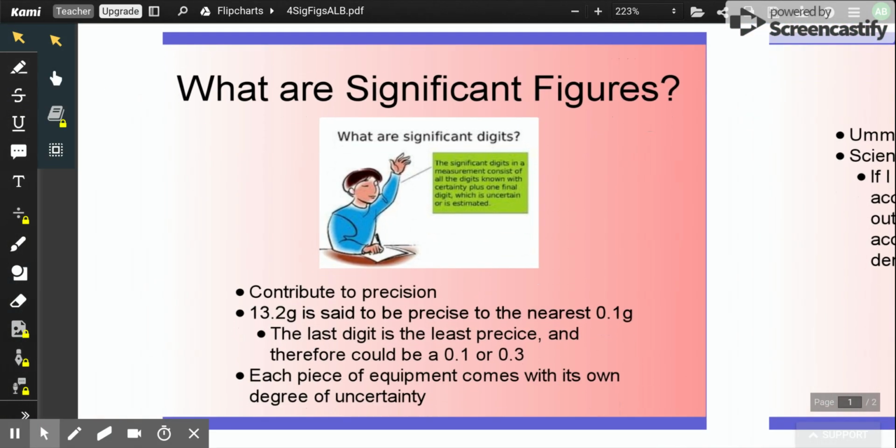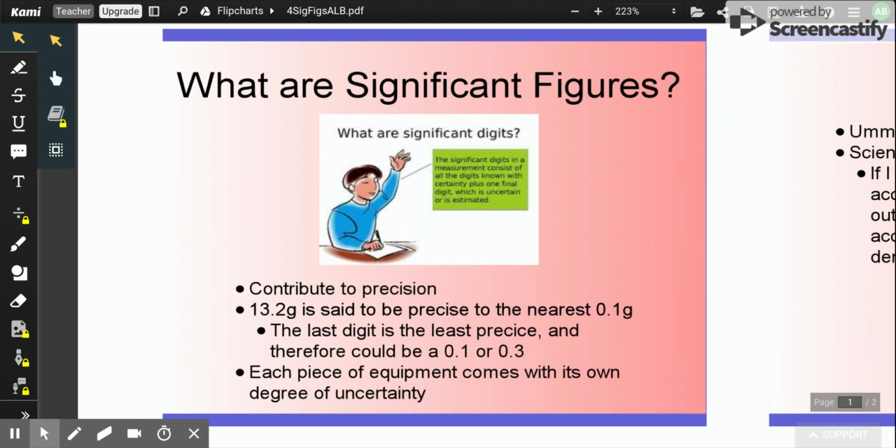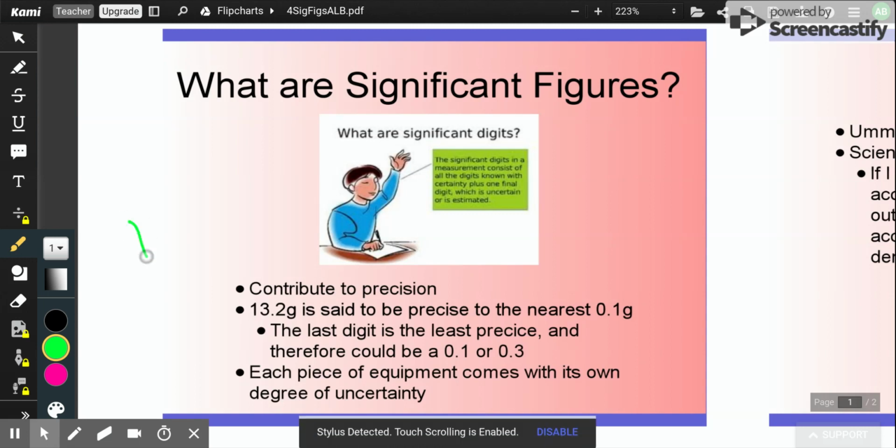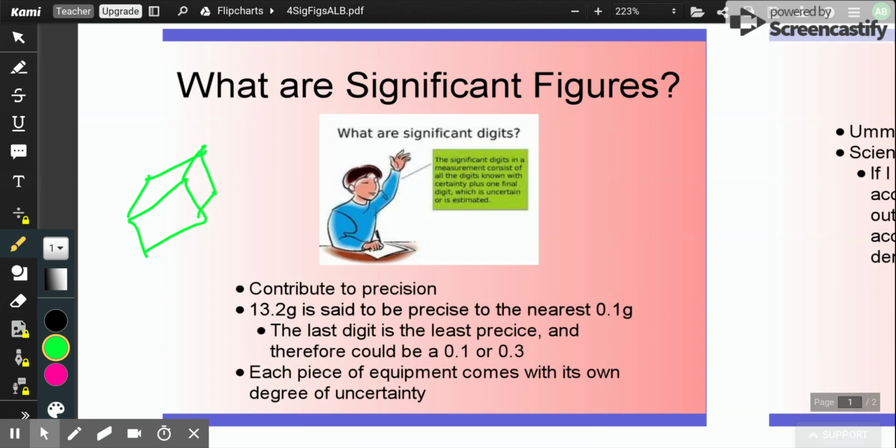So first, what are significant figures? Well, they contribute to precision. And the difference really between chemistry class and math class is that we're going to be using equipment, and that equipment has some level of precision built in. So yeah, I could, if I wanted to, use a brick, right? See, look, that's a brick, to be able to calculate how heavy I am. But that's not really going to give me a very good answer. It's going to give me an answer in numbers of bricks, which is not helpful.